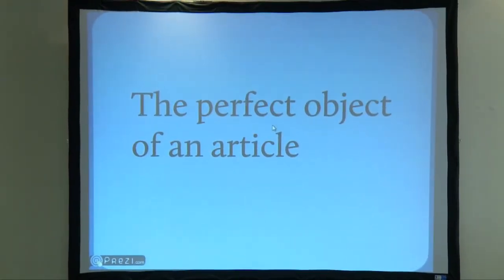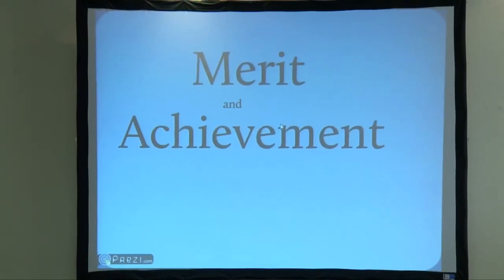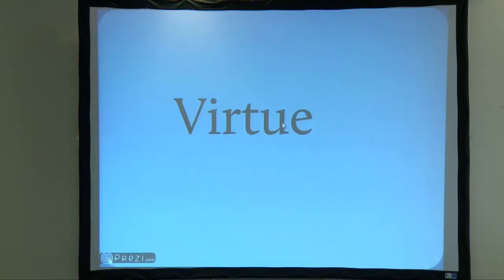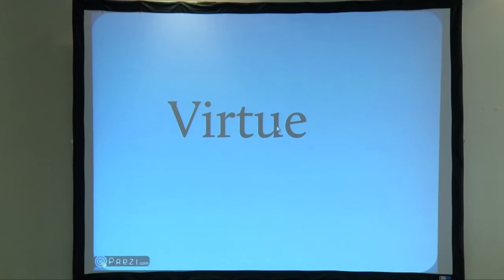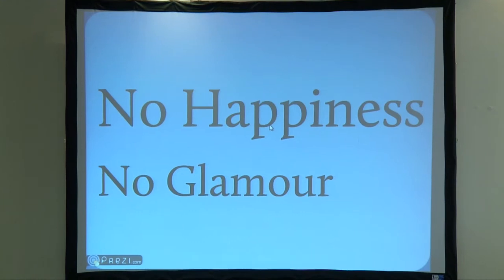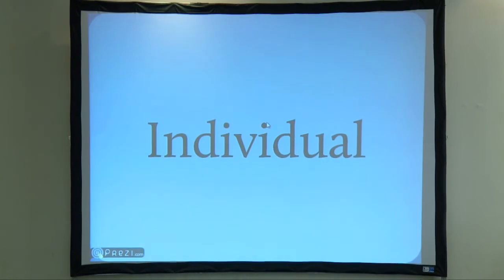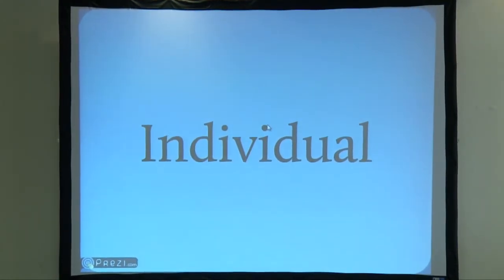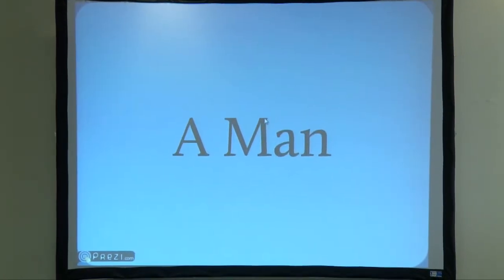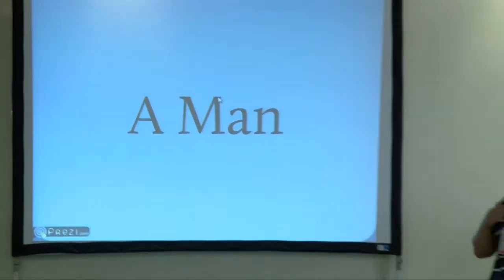So, the perfect object of an article has worked hard, has merit, has achieved something in his life. He has shown virtue, he wasn't frivolous, no pleasure. Of course, no happiness, no glamour. It's not just Protestant work ethics. It's an individual. It's 19th century liberalism. It's where individuals are. And he is a man. At this time, everything was a man, was a male ethics, was just done for some hard-working male entrepreneurs.